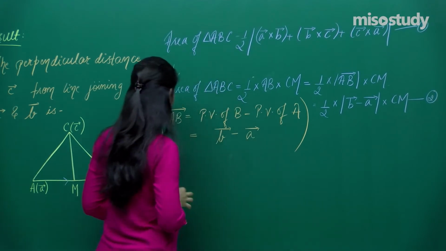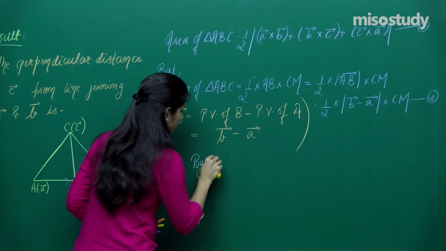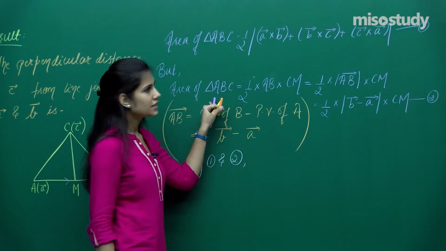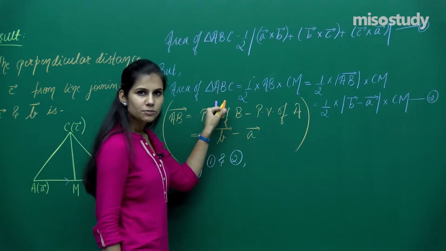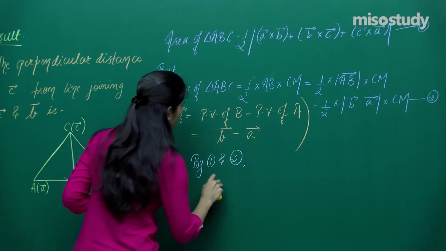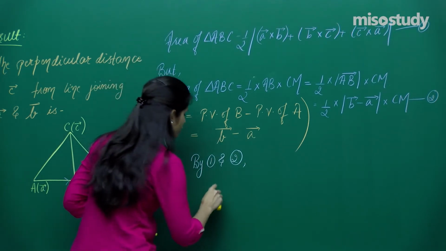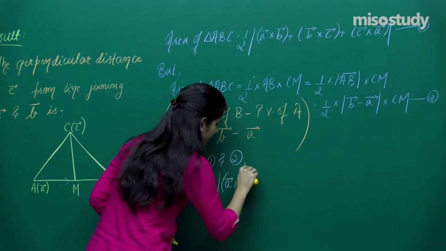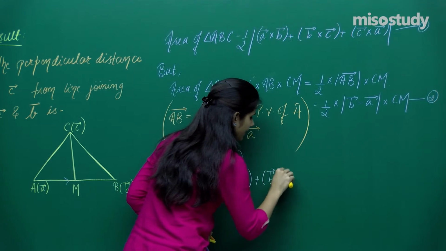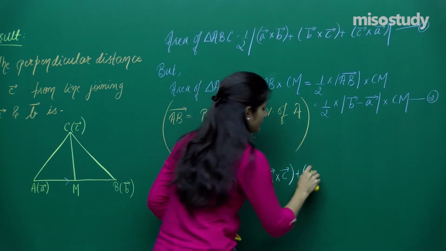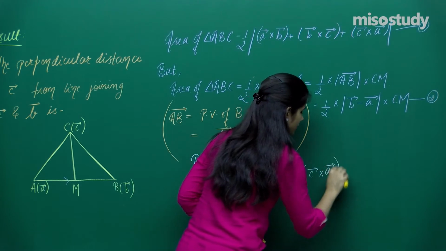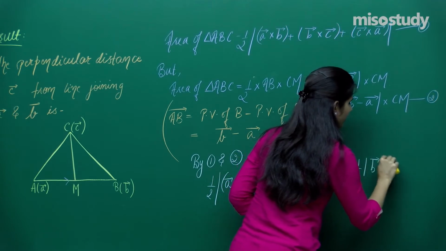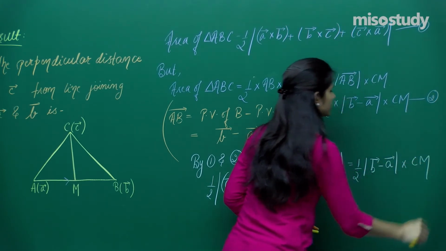So, now I can say by 1 and 2, because both the equations are giving me the area of the same triangle, I can equate both of them. In fact, they will be equal, because one triangle cannot have two areas. So I have half of mod of A vector cross B vector plus B vector cross C vector plus C vector cross A vector is equal to half of mod of B vector minus A vector cross Cm.